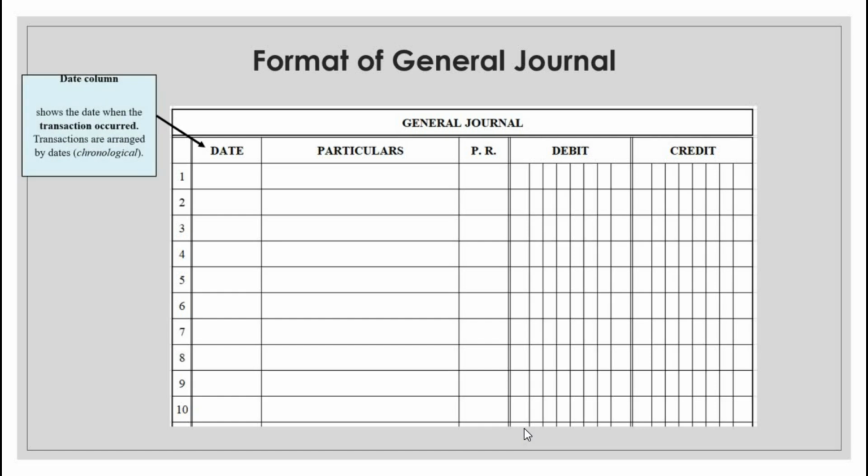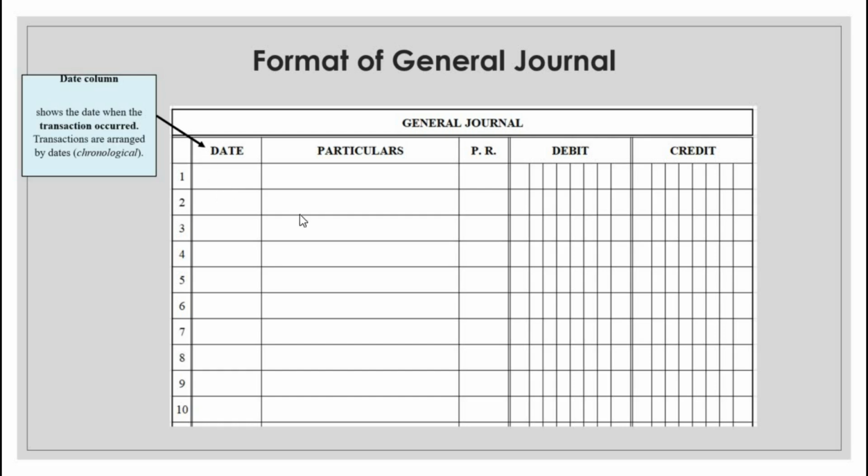meron tayong date column. So yung date column shows the date when the transactions occurred or when the transaction occurred. So again, take note that transactions are arranged by dates na in chronological order. So nagkakasunod-sunod yun. So from January 1, 2, 3, 4, 5, 6, 7, 8, 19 until 31, as long as merong transaction in a particular date na, you record it, you arrange it by date.